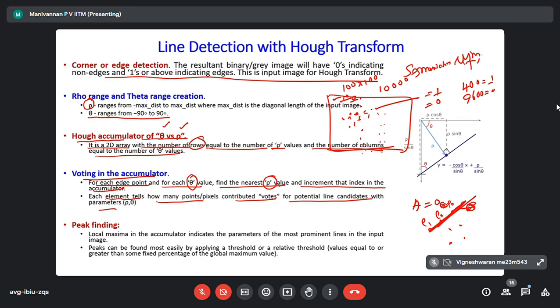Then peak finding. Find the local maximum in the accumulator, which indicates the parameters of the most prominent line in the input image. Peaks can be found most easily by applying a threshold and a relative threshold. Already we know that. This is how you find it. If you want more detail, you can see the books. But this is basically how it works. At least how connecting points into lines works, we understood, correct?